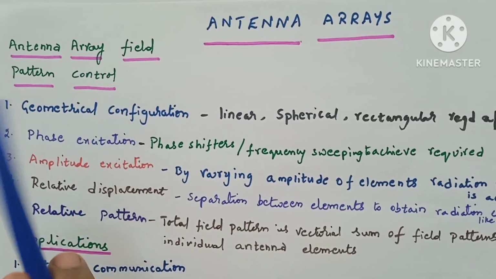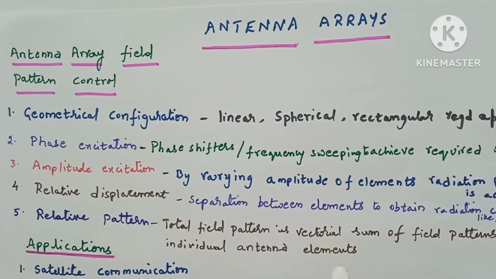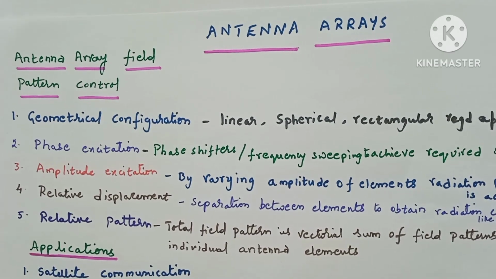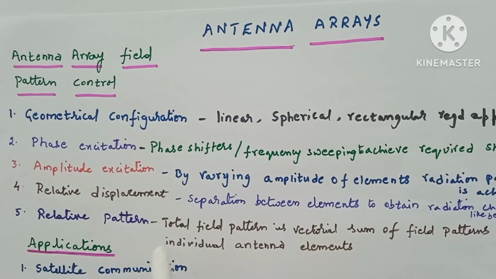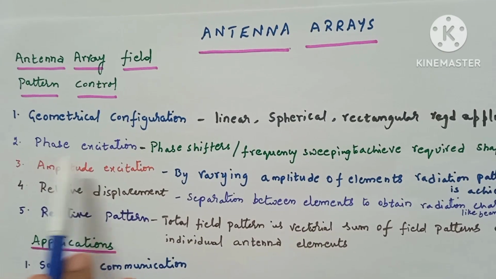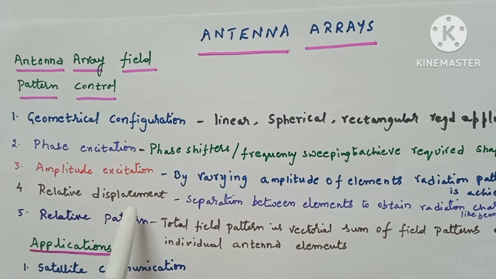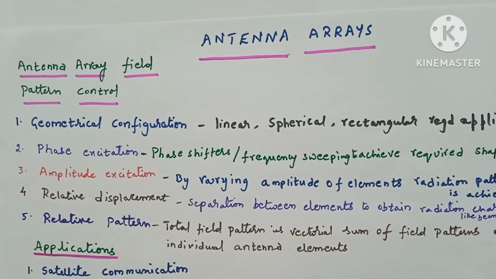As I have already said, in order to obtain the antenna field pattern according to our requirement, we need to use five different types of controlling methods that I am going to brief for you. The first one is geometrical configuration, the second is phase excitation, the third is amplitude excitation, the fourth is relative displacement, and the fifth is relative pattern. We will see them one by one.